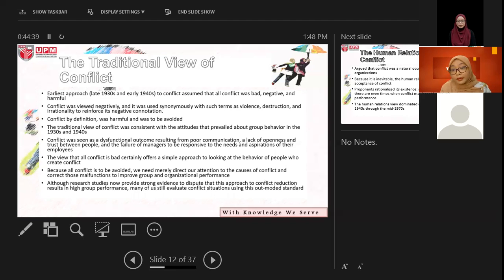Okay, monarki and so on. Patriarki, dia akan mempengaruhi sistem pentadbiran sesebuah negara. Okay, the administration of a certain countries.